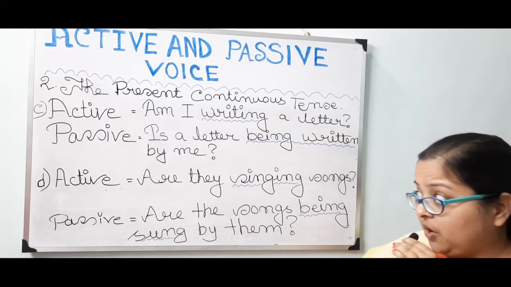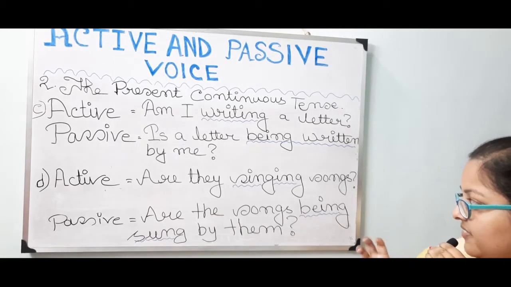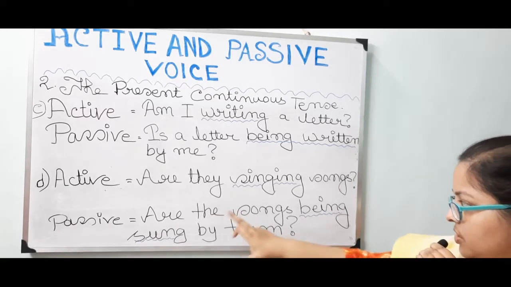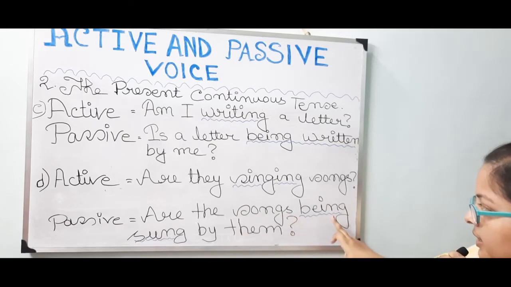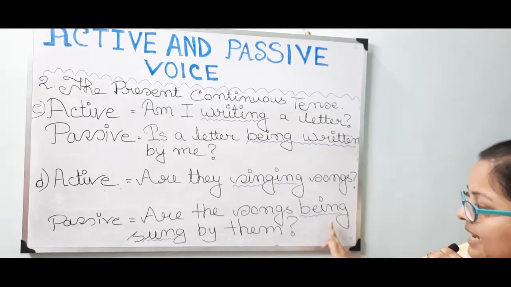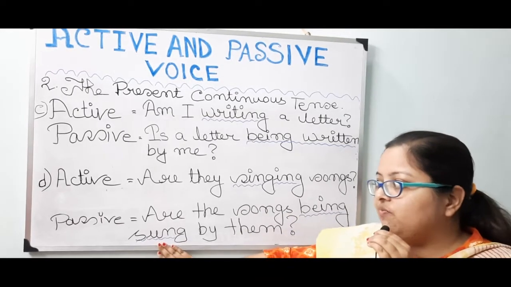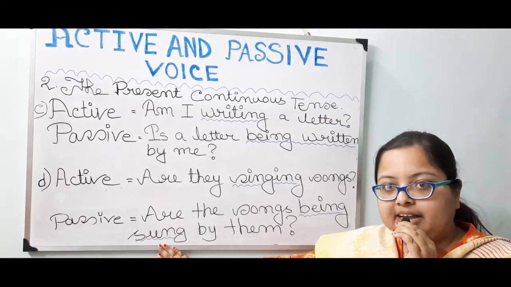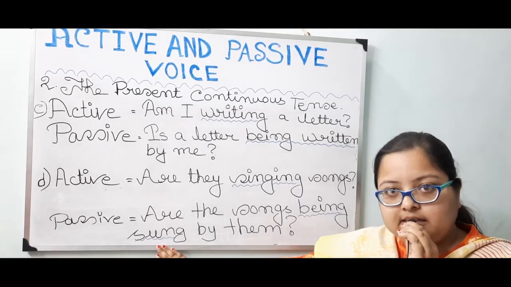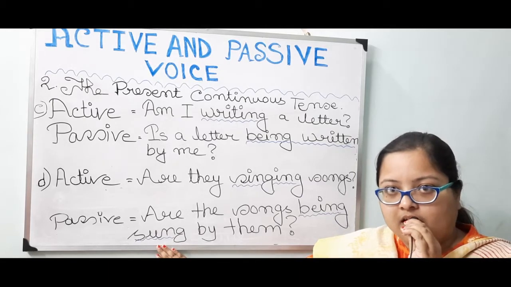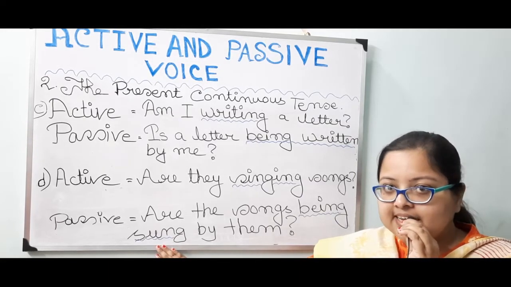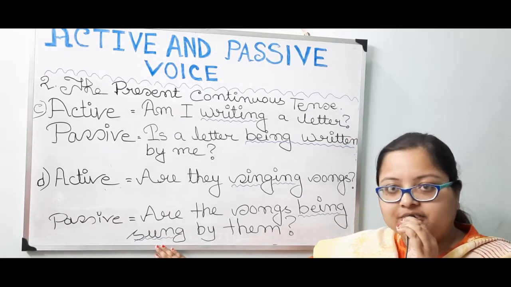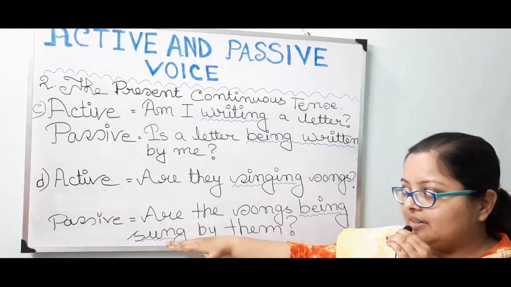Okay. Because we are specifically telling about some songs. So are these songs, then according to the rule, being third form of the word sing, that is sung. Sing, sang, sung. First form sing, second form sang, third form sung. So we have to put over here sung.